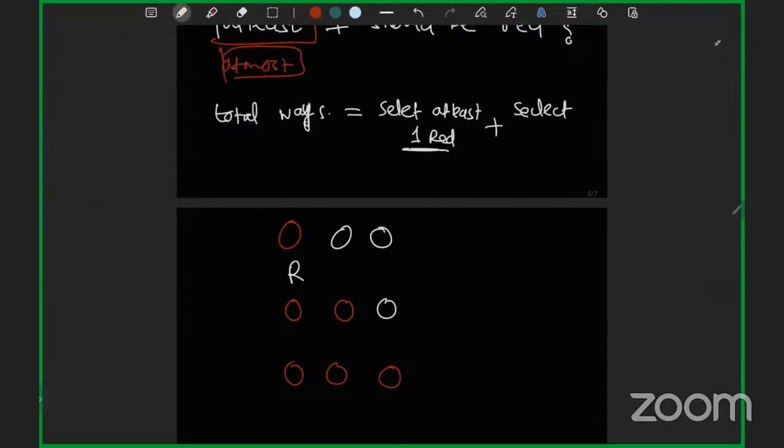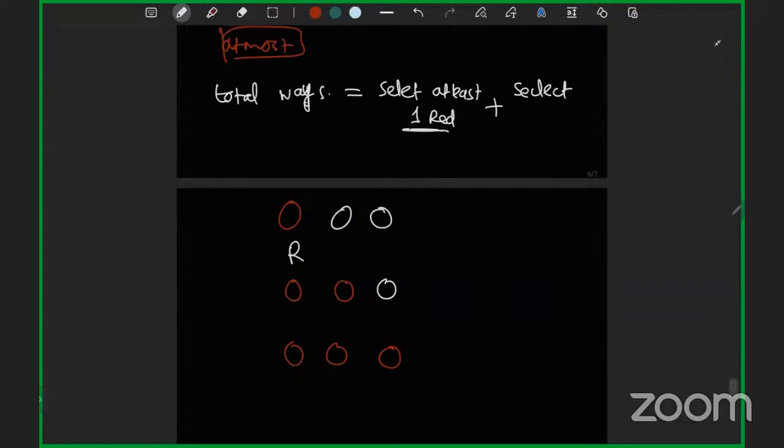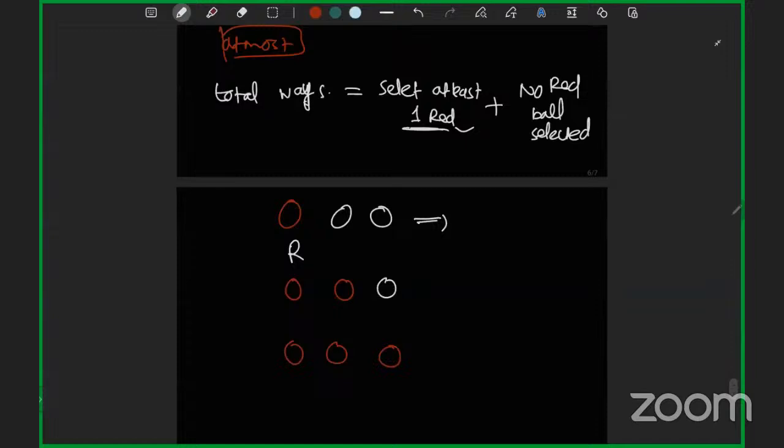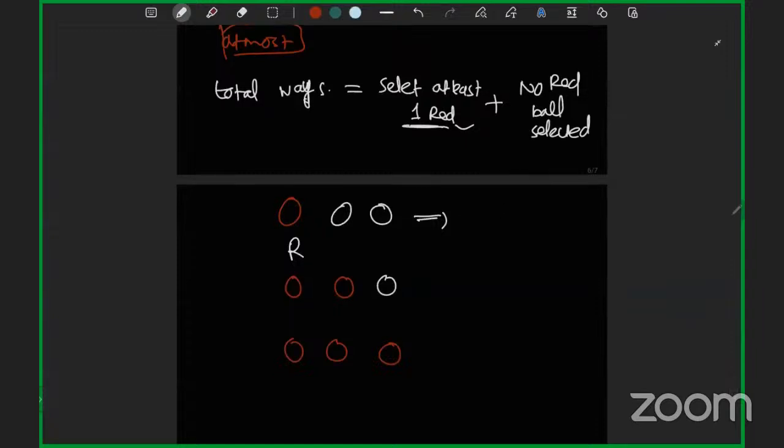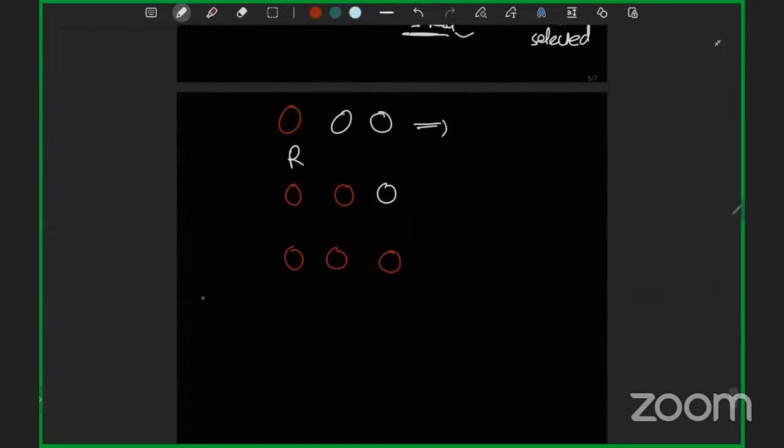So these three possibilities are there, at least, and the opposite of this is there's no red ball. So either you can go and do this, and you can add the cases, let's say at least one red.